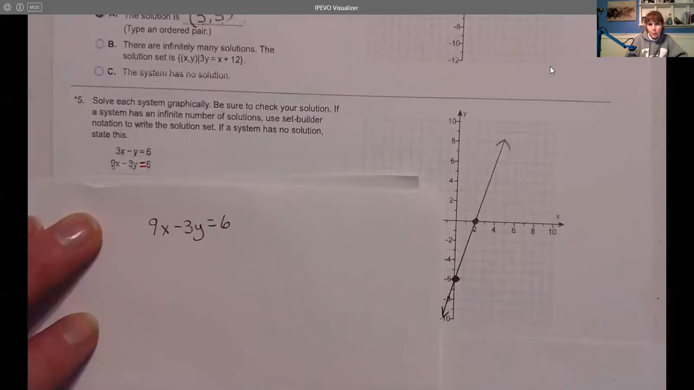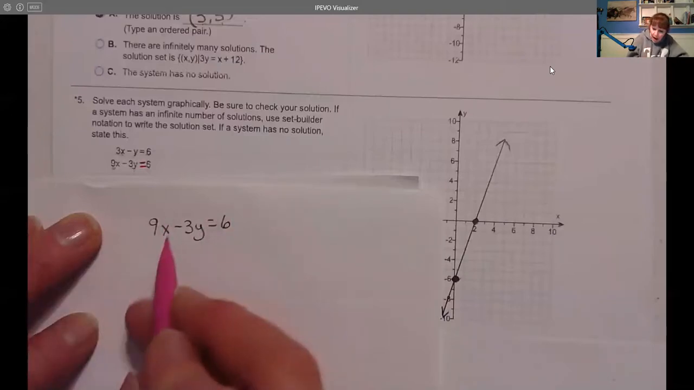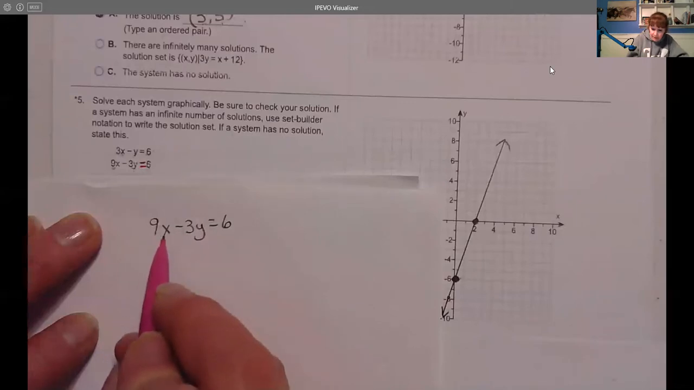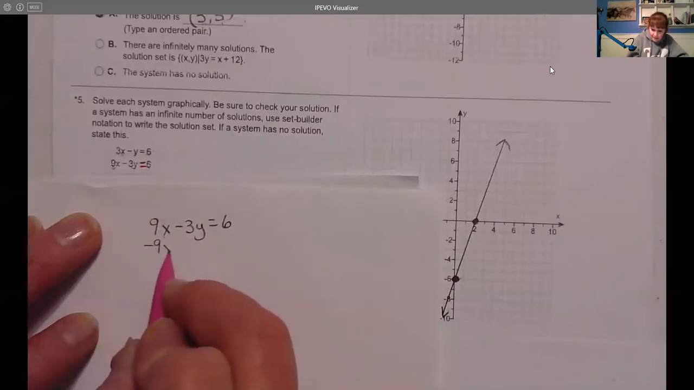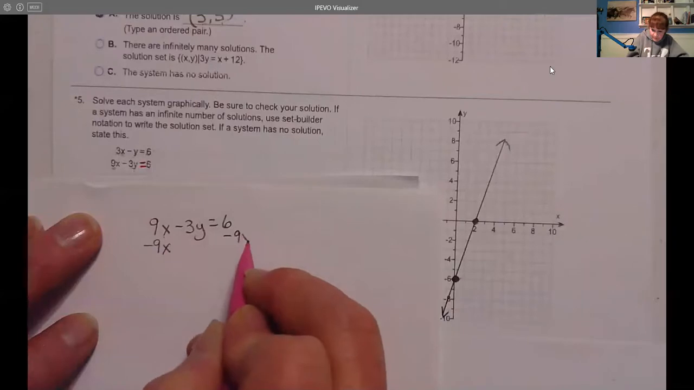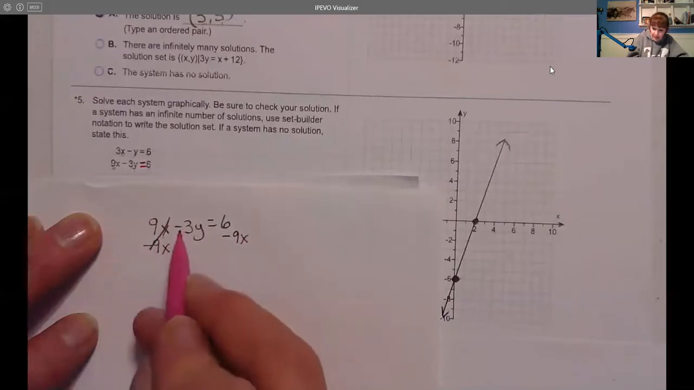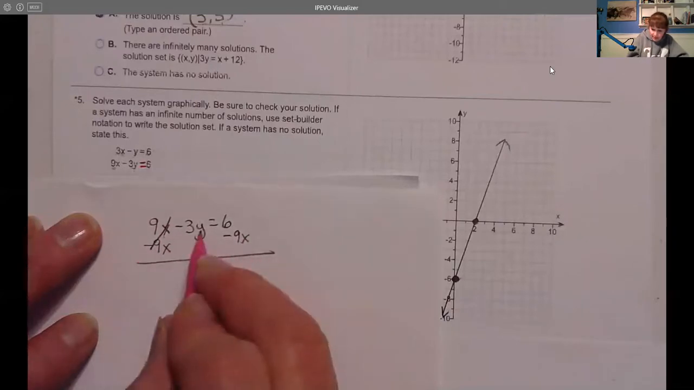To do that, we always get rid of what's being added or subtracted first. These are just 2 steps. All of these are just 2 steps here. Sometimes they're just 1, but in this case, it's going to take 2. I need to get the y by itself, so I'm going to get rid of this first by adding the opposite. So that just leaves me with a -3y.